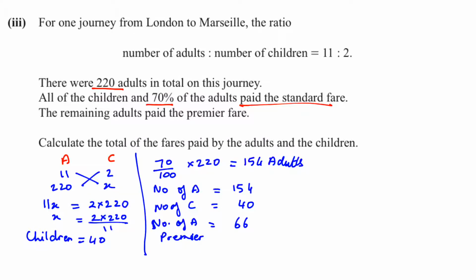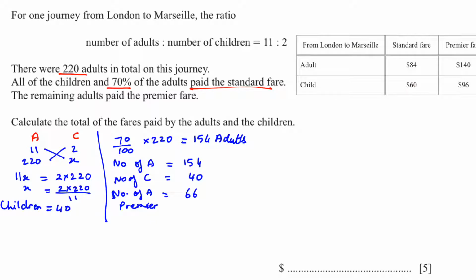Let's see what the fares are. So these are the fares. Number of adults who paid standard fare is 154, so 154 multiplied by 84. And child is 60, so 40 multiplied by 60. The premium is 140 for the adult, so 66 multiplied by 140. We'll find the answers to this and add them up.